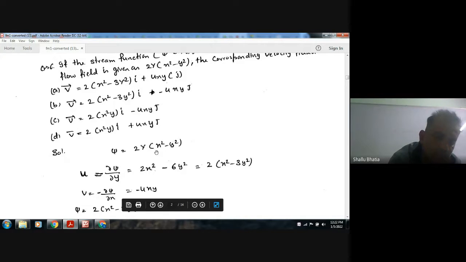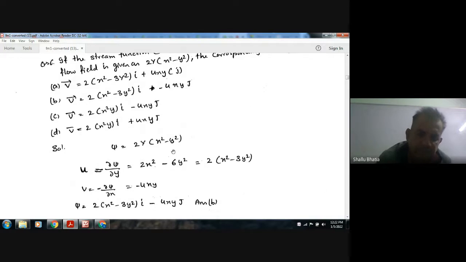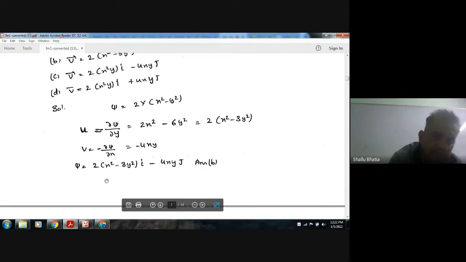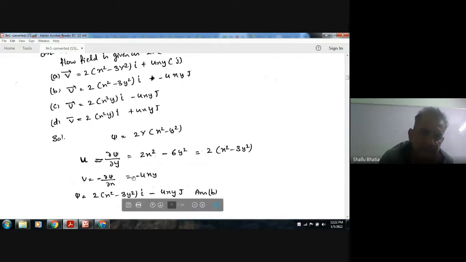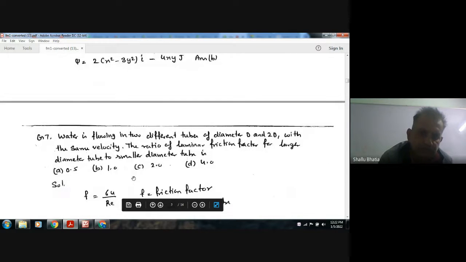Now v is minus partial psi by partial x, so differentiating it again with respect to x, the first term 2y x square gives 4xy, and the other term will be 0 because there is no x in it. So v is minus 4xy. The velocity field is 2 times x square minus 3y square i minus 4xy j. So the answer is option B.